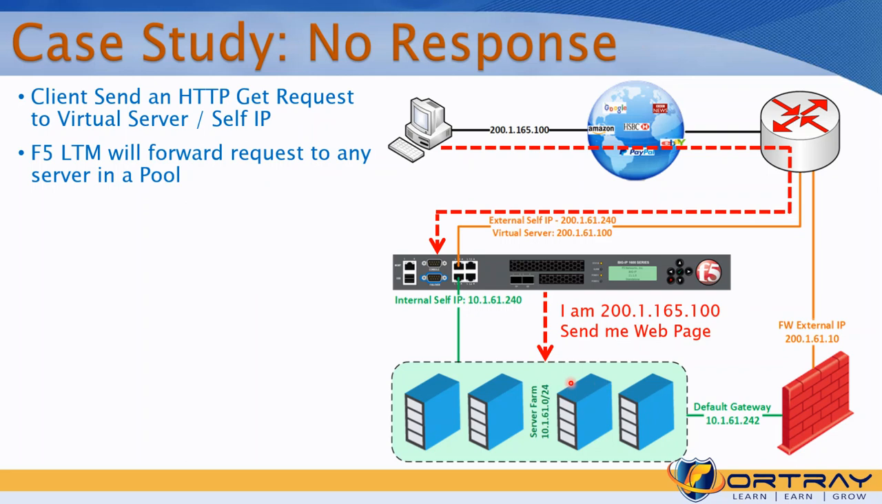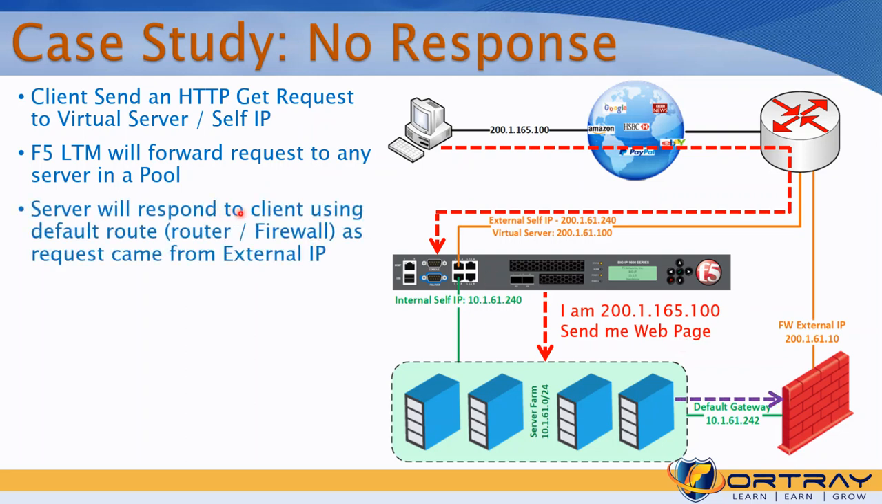Okay, and these servers are saying that they are getting the request from 201.65.100: send me a web page. So they can see the source IP 201.65.100 is requesting a web page. F5 is receiving, and then F5 is load balancing to the server farm. And the servers now can see the IP address 201.65.100: send me a web page.